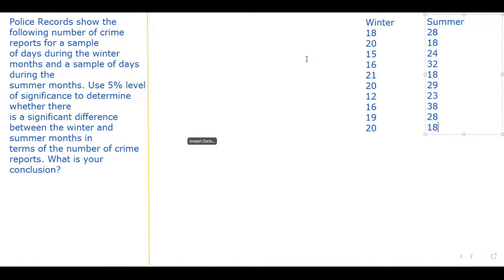With this one, their sample sizes are equal, right? 1, 2, 3, 4, 5, 6, 7, 8, 9, 10. As you already know, the first step is to formulate your what? Null and alternative hypothesis. Yes.